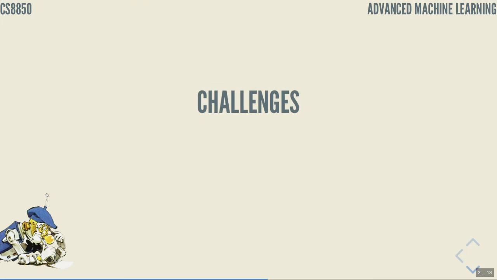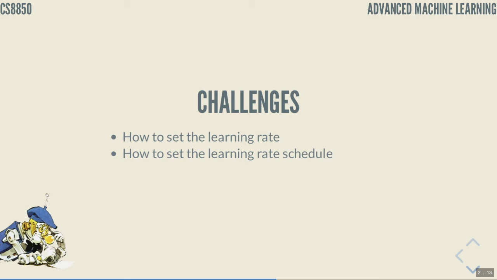So, challenges. We still don't know how to set the learning rate, right? We need to set the learning rate. It's a hyperparameter. And then remember learning rate annealing. If we anneal, decrease the learning rate carefully enough, we can get to the same point as the batch gradient descent. But how to set this learning rate schedule, unclear.